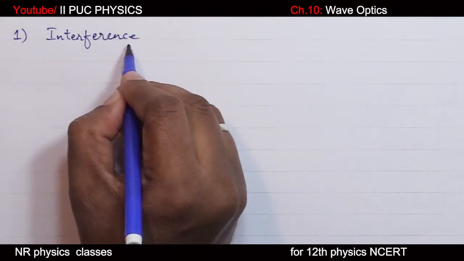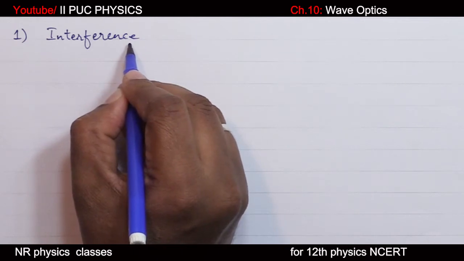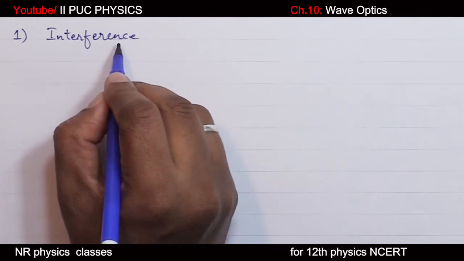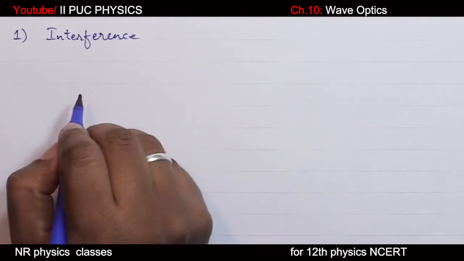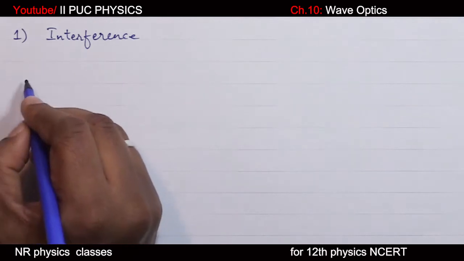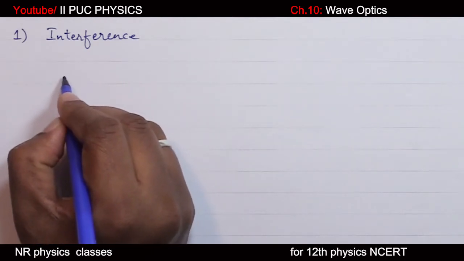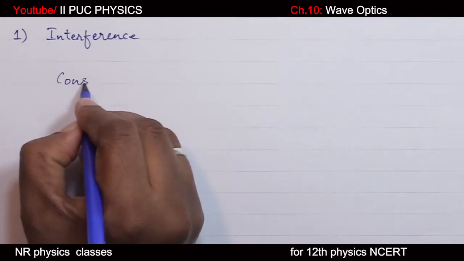Interference is the redistribution in the intensity due to superposition of two or more waves of same frequency and same nature. So, what is the condition for constructive interference?